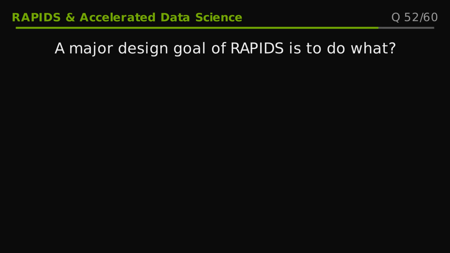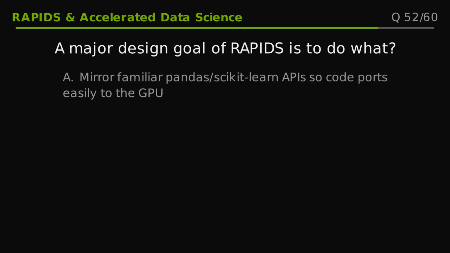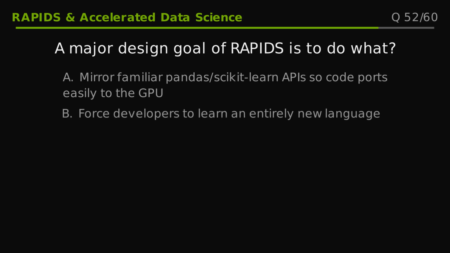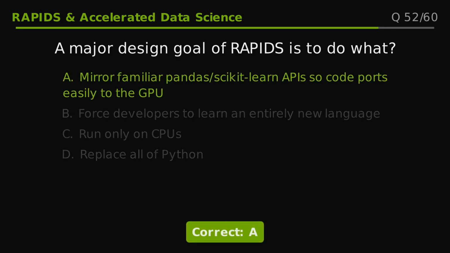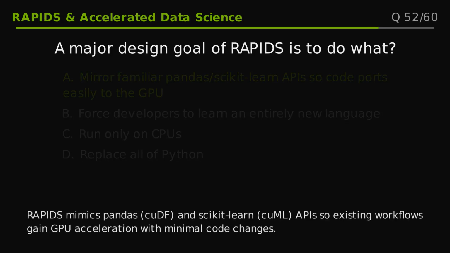Question 52. A major design goal of RAPIDS is to do what? Option A. Mirror familiar pandas and scikit-learn APIs so code ports easily to the GPU. Option B. Force developers to learn an entirely new language. Option C. Run only on CPU and replace all of Python. The correct answer is A. NVIDIA mimics pandas and scikit-learn APIs so existing workflows gain GPU acceleration with minimal code changes.